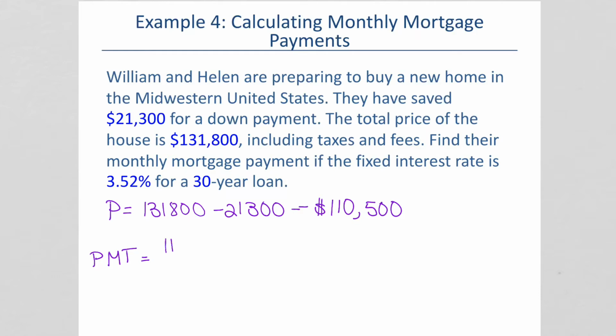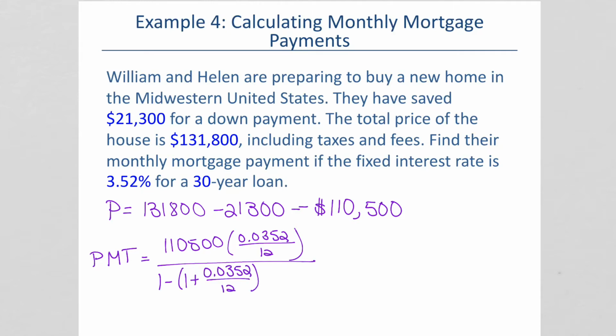So their payment would be, well, you get the idea. We're just going to plug in everything here into our nice little formula. And I'll probably work this one in Excel for you. And we get that their mortgage would be $497.43. Not too bad.